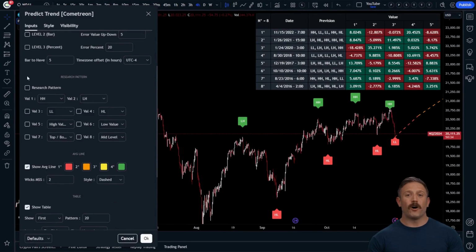In addition to automatic search based on the active trend, Predict allows you to search for specific patterns by manually entering the necessary data for analysis. You can enter up to 8 values, including some special values such as high value, i.e. HH or LH, or top-bottom, i.e. HH or LL.